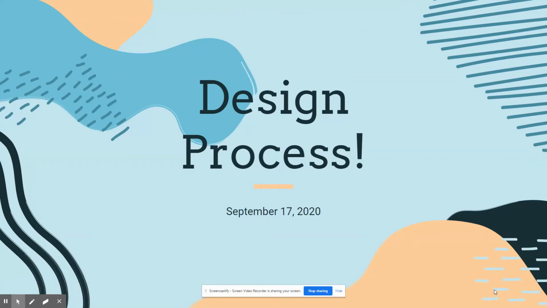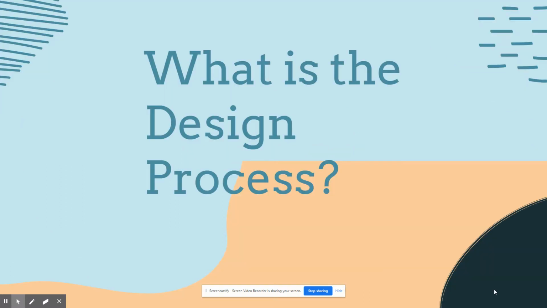Today we're going to review the concept of the design process. So your first question is this: What is the design process? It's important for you to know the definition of the design process. Why do we use it? How do we use it? So what is the design process?